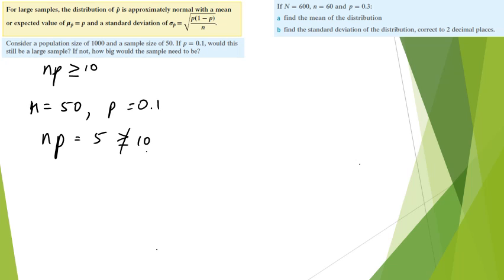Now, because we know p is equal to 0.1, the minimum we would need is 0.1 times n to be greater than or equal to 10. So n would then have to be 10 over 0.1. That means we need n greater than or equal to 100. So the minimum we need would then be 100.